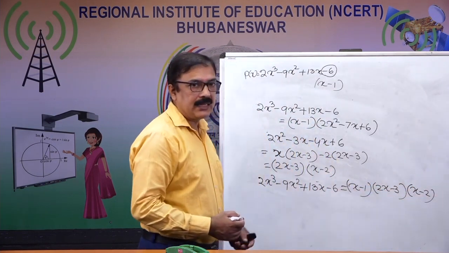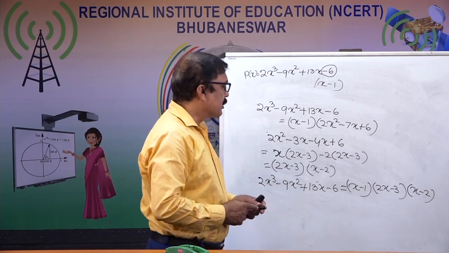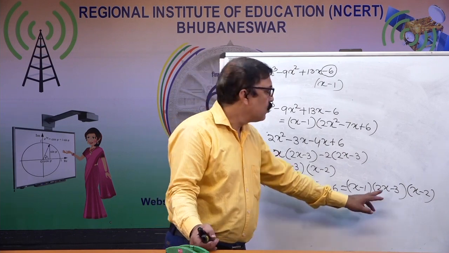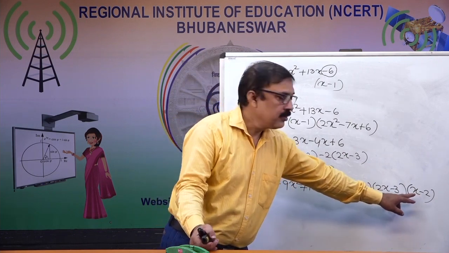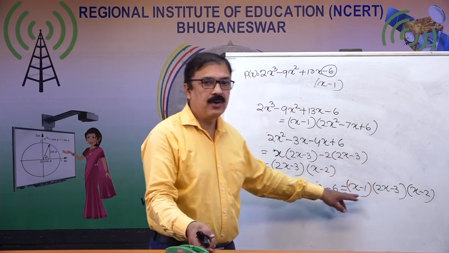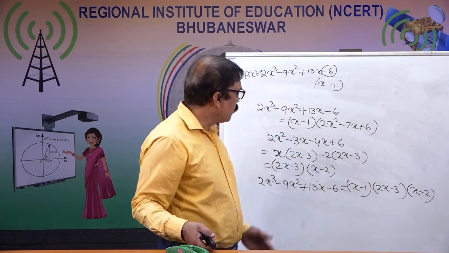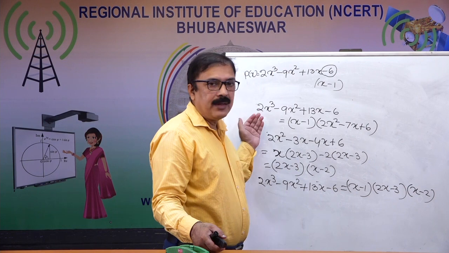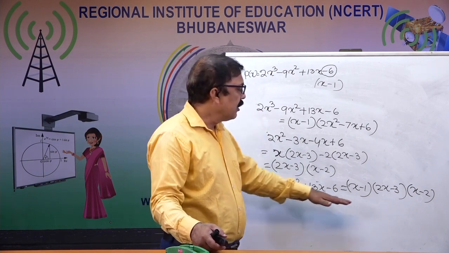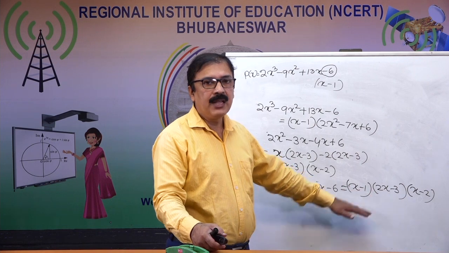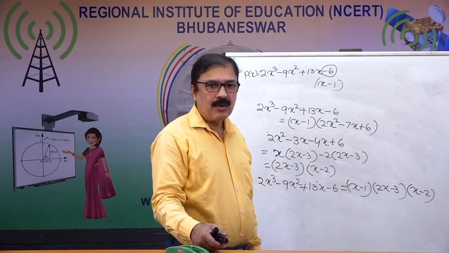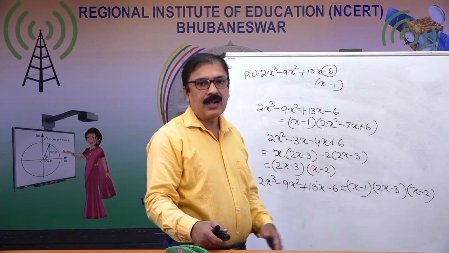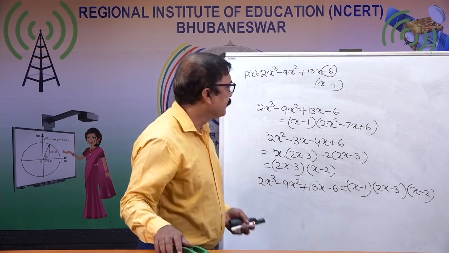So how many factors are there in this cubic polynomial? We have 3 factors, namely x − 1, 2x − 3, x − 2. Each of these polynomials is a linear polynomial. So whenever a cubic polynomial has factors, then we have 3 linear polynomials as factors, or a linear polynomial and a quadratic polynomial as factors.